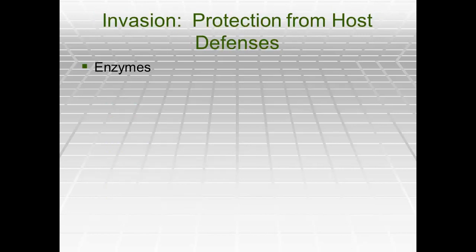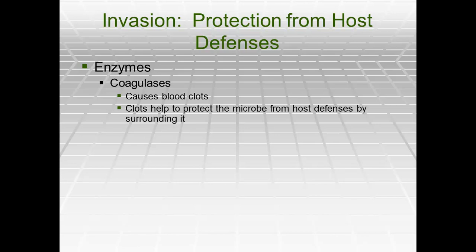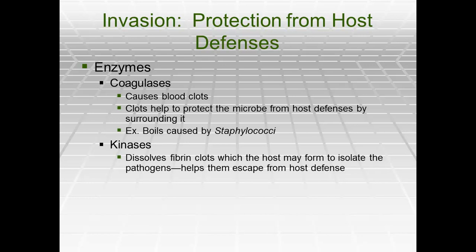Enzymes. Coagulases. Coagulases cause blood clots. So it coagulates fibrinogen. Clots help to protect the microbe from the host defenses by surrounding it. So an example here would be boils that are caused by staphylococci. Kinases dissolve fibrin clots which the host may form to isolate the pathogens, so it helps them escape from the host defense. So kinases digest fibrin clots. Example, Staphylococcus uses staphylokinase.